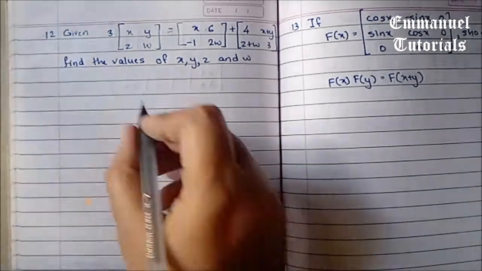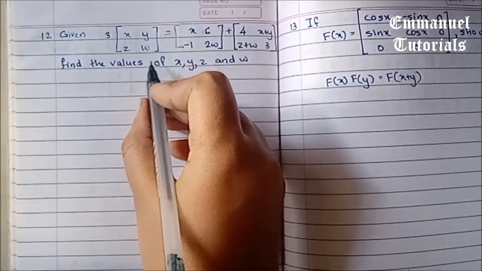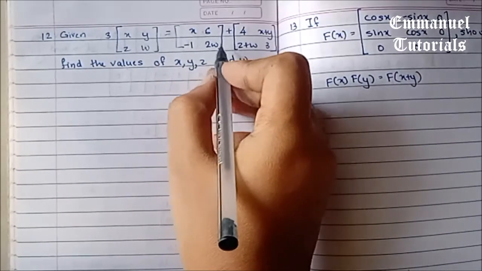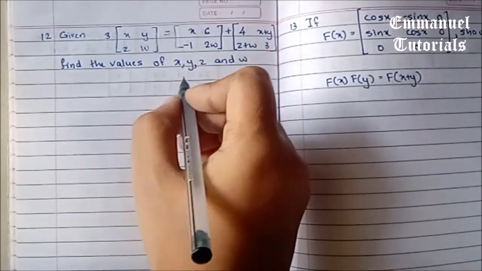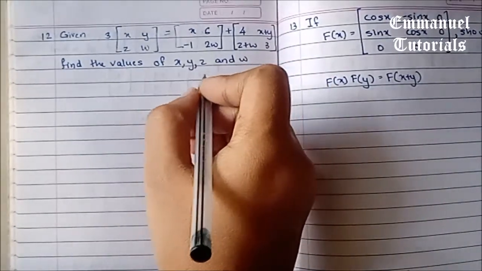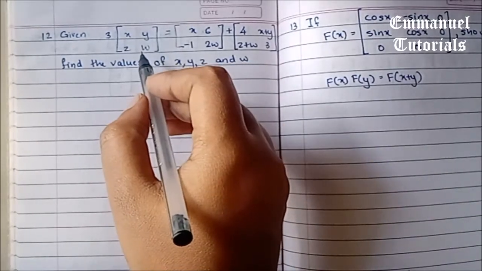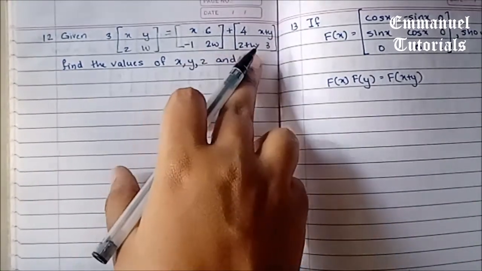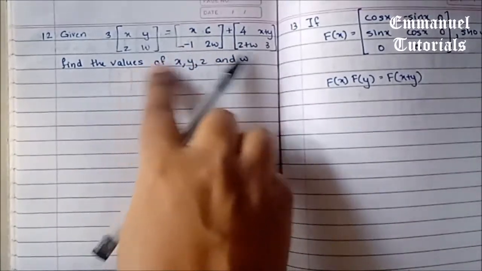So let's start. The question is: given the matrix [3x, y; z, w] is equal to [x, 6; -1, 2w] plus [4, x+y; 2, w... 3]. Find the value of x, y, z and w. So now what we have is one matrix at the left side and two matrices at the right hand side. Now these two matrices are of the same order, so we can add them so that we can equate it with the left hand side matrix. So let's do that.